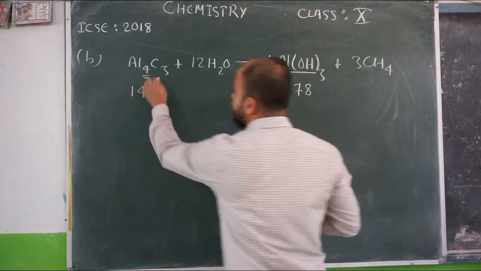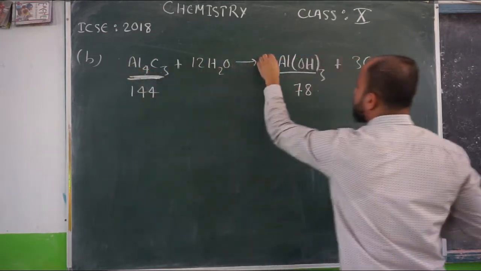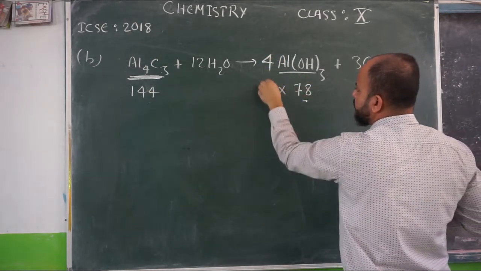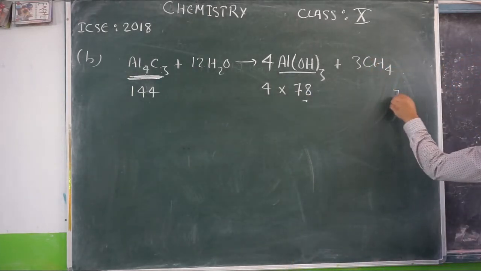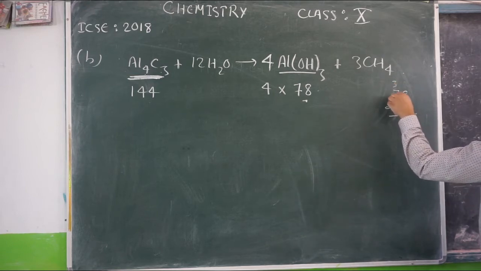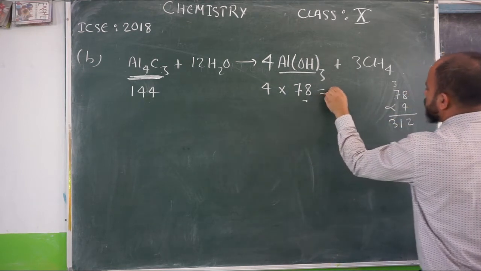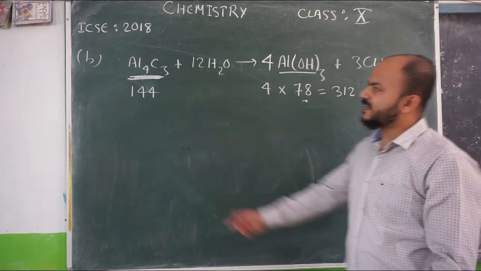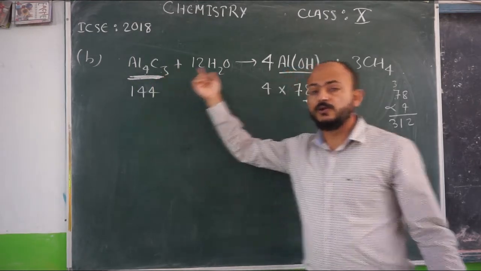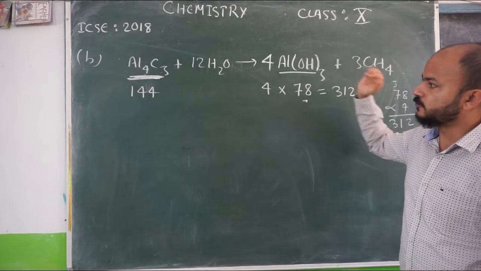In this question, you can see that whenever 1 mole of aluminium carbide reacts, it forms 4 moles of aluminium hydroxide. And this value is for only 1 mole. So this needs to be multiplied by 4. If you multiply 78 with 4, you get 312. So it means that when 144 gram of aluminium carbide reacts, it produces 312 gram of aluminium hydroxide.